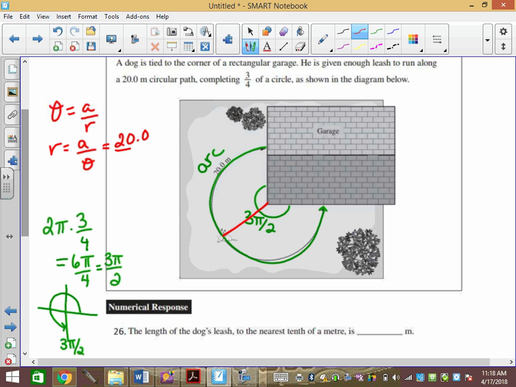Okay? Divided by 3 pi over 2, which is 20 times 2 over 3 pi, which is 40 over 3 pi, which is what? To the nearest 10th, 4.2.